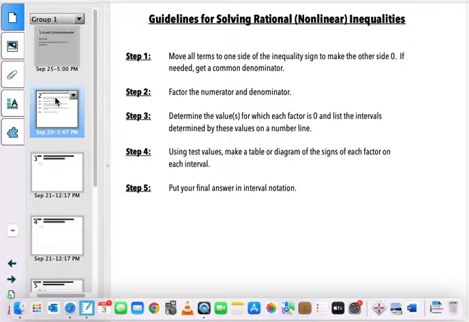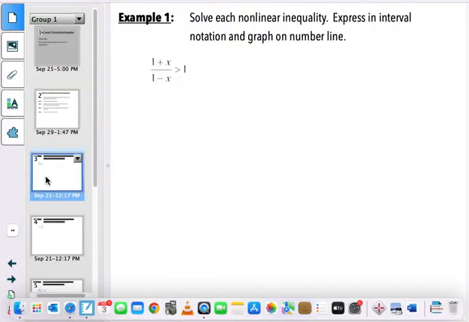So some guidelines for solving rational nonlinear inequalities: we're going to move all terms to one side of the inequality sign to make the other side 0. If needed, we'll get a common denominator. We're going to factor the numerator and denominator once it's one fraction. Then we're going to determine the value for which each factor is 0 and list the intervals determined by these values on a number line. And then we're going to test values by making a table or a diagram of the signs of each factor on each interval. And then we're going to put our final answer in interval notation. So those are our steps.